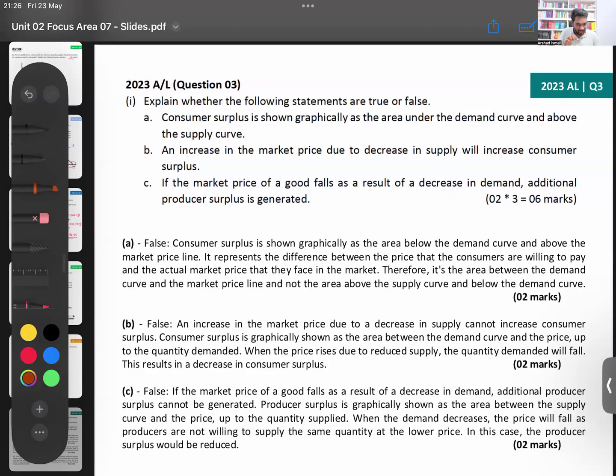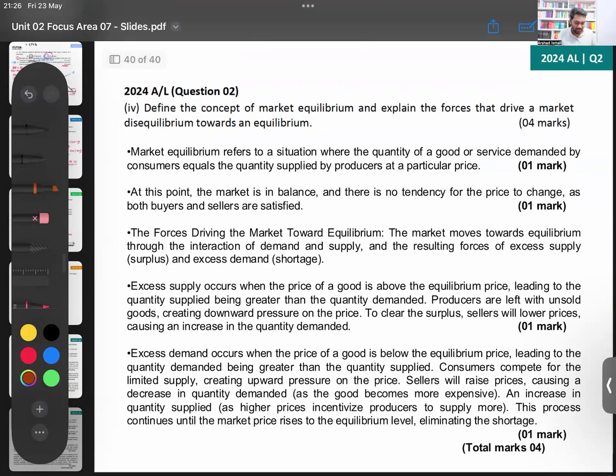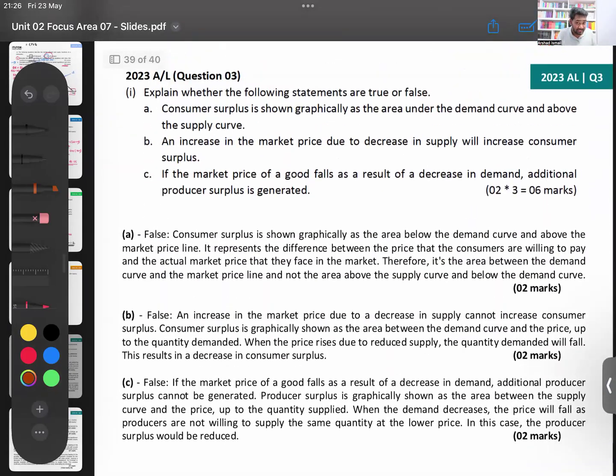If you look at the 2023 question and also the 2024 question, they are not questions that you can do simply by memorizing a theory tute. So we'll do the questions and see. 2023, Lamai, in question number 3, there is one: explain whether the following statements are true or false. Explain, not just true or false, but explain why it is true or false also.